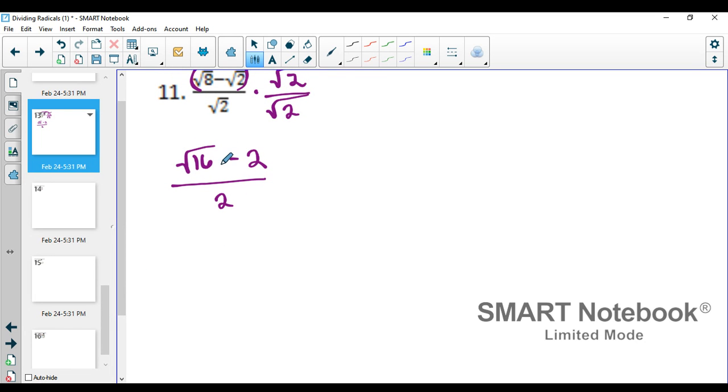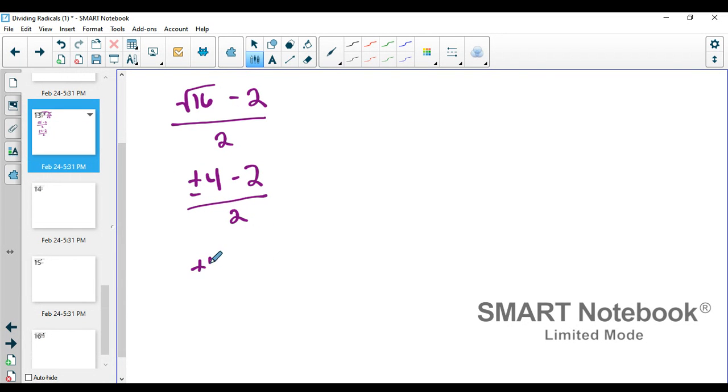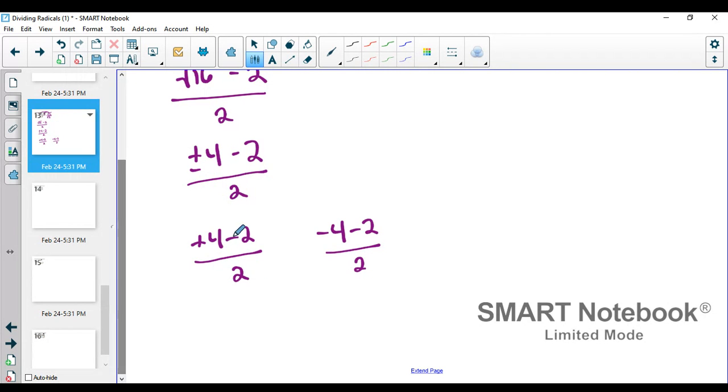So now the square root of 16, we know, is plus or minus 4, minus 2, over 2. All right, so technically it's 2 answers. So split it up like we do in the quadratic formula. So we have positive 4 minus 2 over 2, and then negative 4 minus 2 over 2. So 4 minus 2 is 2, divided by 2 is 1, and then negative 4 minus 2 is negative 6, divided by 2 is negative 3. So our 2 answers are 1 and negative 3. There we go.